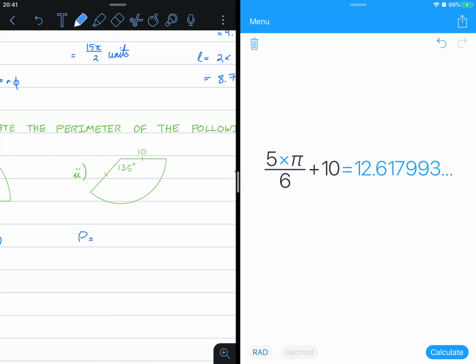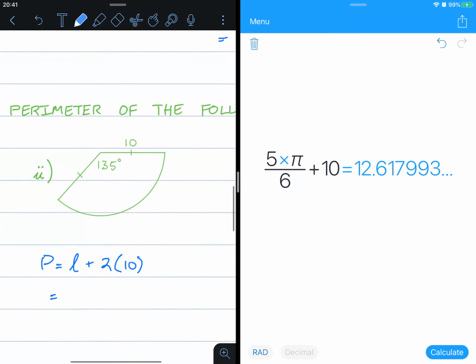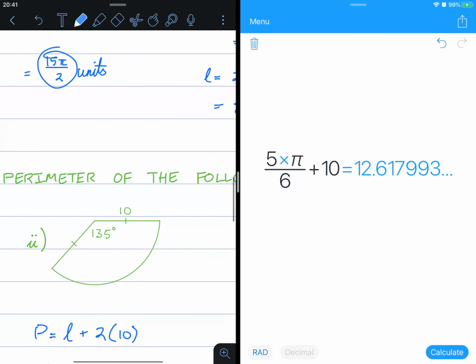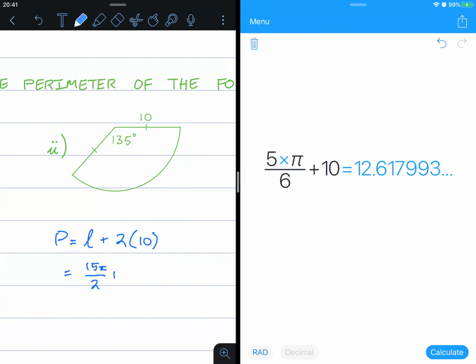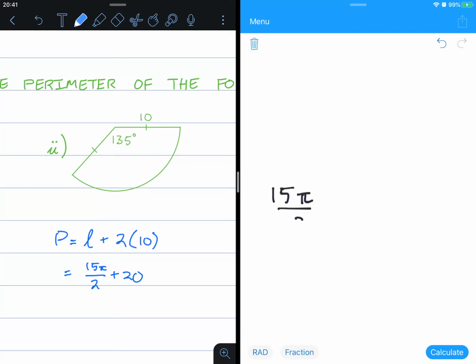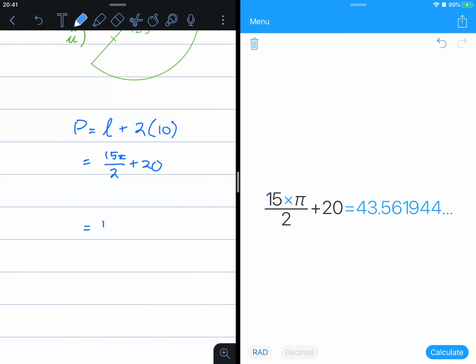The perimeter is equal to the arc length L plus 2 times 10, because the radius is 10. And we know what the value of the arc length is. It's up there. So 15 pi on 2 plus 20. 15 pi on 2 plus 20 is equal to 43.56 units.